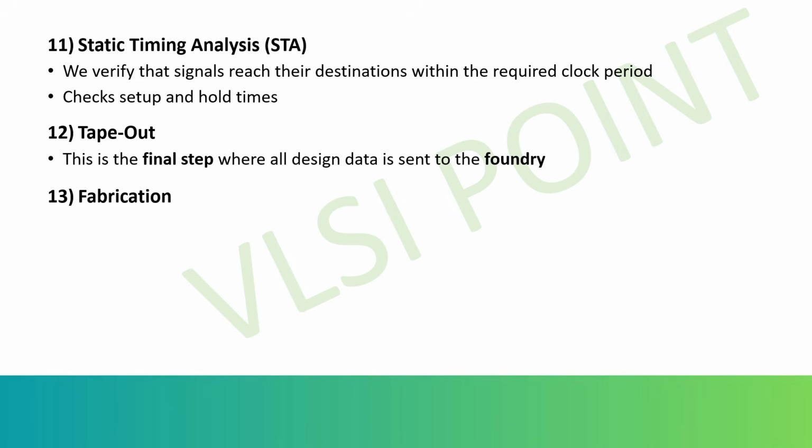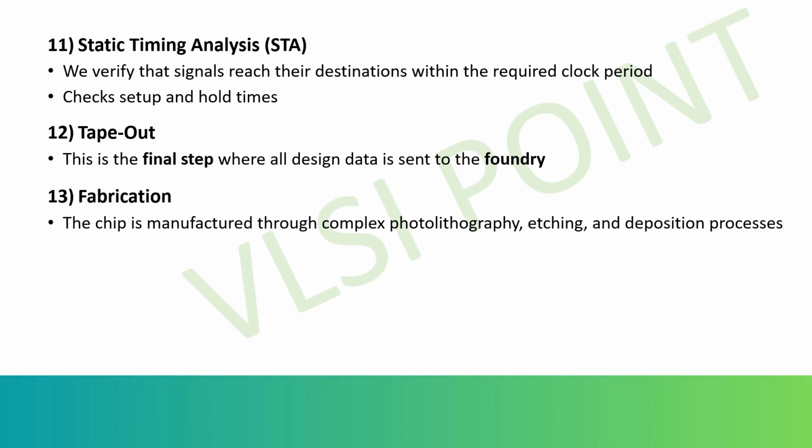And here comes the fabrication part. That is the manufacturing of the chip. The foundry now builds your chip on silicon wafers using photolithography. This step involves oxidation, doping, etching, and metal deposition, then layer by layer chip construction. Wafers are cut into individual dies. This is the most expensive step and takes several weeks.